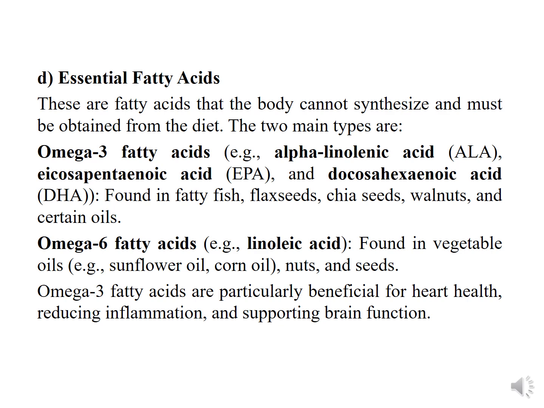D. Essential fatty acids. These are fatty acids that the body cannot synthesize and must be obtained from the diet. The two main types are omega-3 fatty acids. Examples, alpha linolenic acid, that is ALA, and eicosapentaenoic acid, EPA, and docosahexaenoic acid, DHA, found in fatty fish, flax seeds, chia seeds, walnuts, and certain oils.